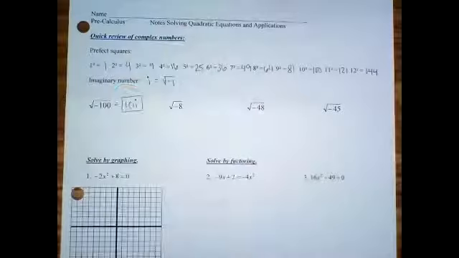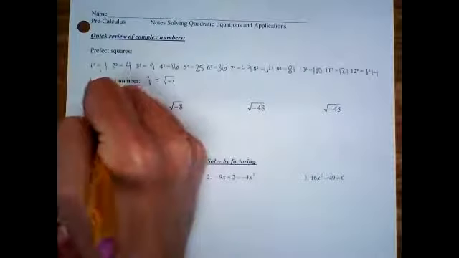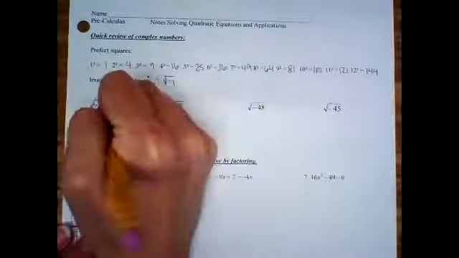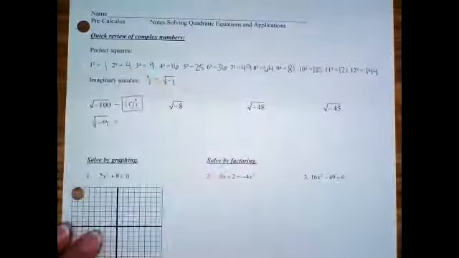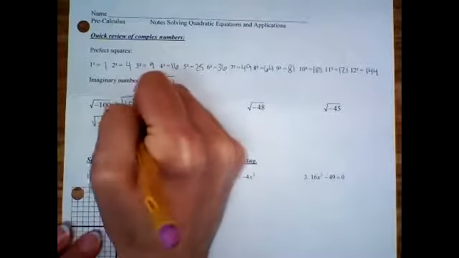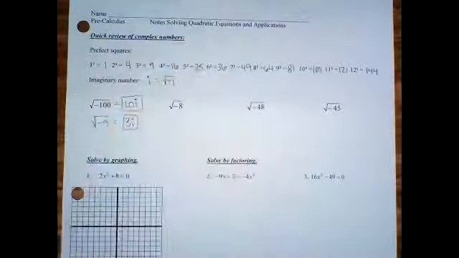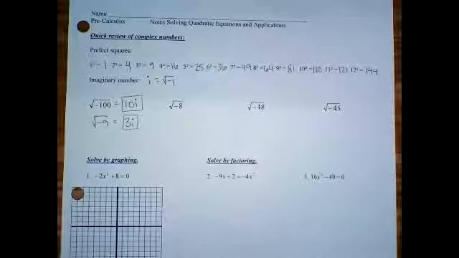So like, for example, what would be square root of -9? 3i. Good. You just do square root of 9, which is 3, and then put an i on there. What would be square root of -25? 5i. Okay, are you with me there?